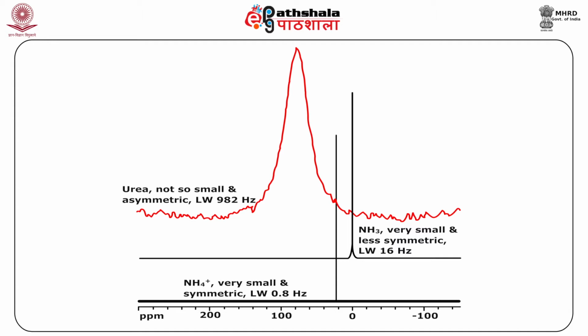Larger the molecule, more asymmetric the nitrogen's environment, broader is the signal. Hence, the small and highly symmetric aqueous ammonium ion gives a very sharp line, that is less than 1 Hz widening. Liquid ammonia, being less symmetric, is 16 Hz wide. Urea is larger and asymmetric, so the line width is approximately 1 kHz. Molecules that are significantly larger than urea yield signals too broad to be observed. This you can see clearly in the figure as I have explained just now.